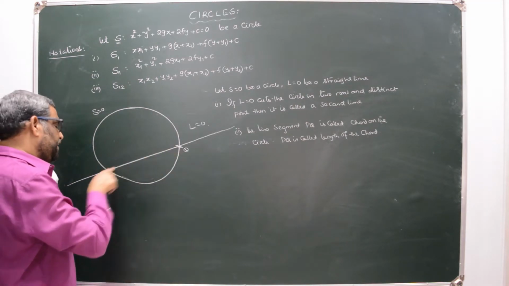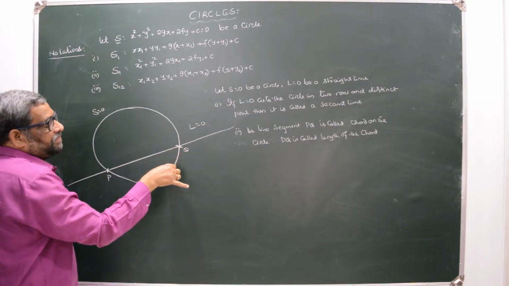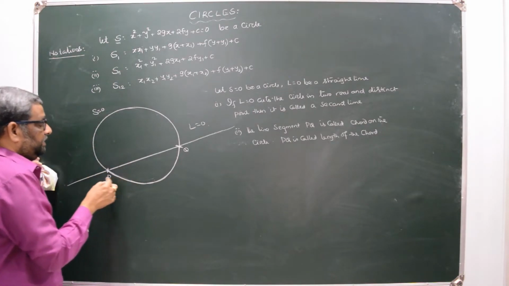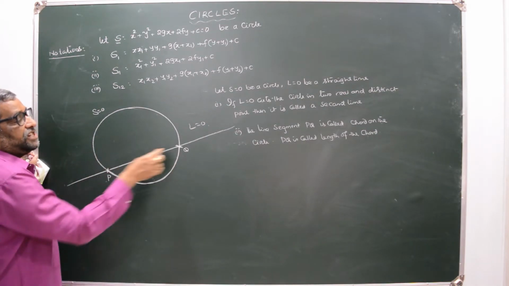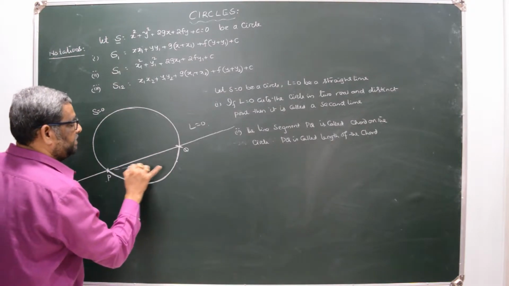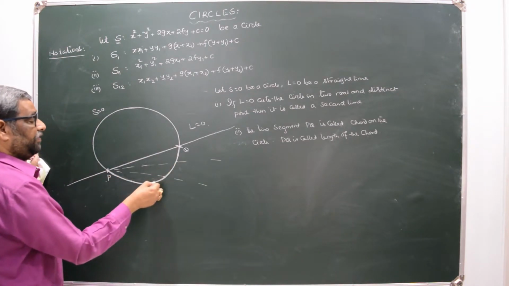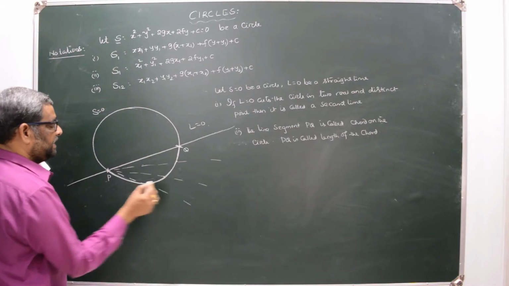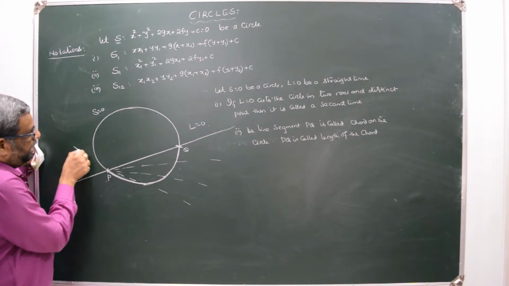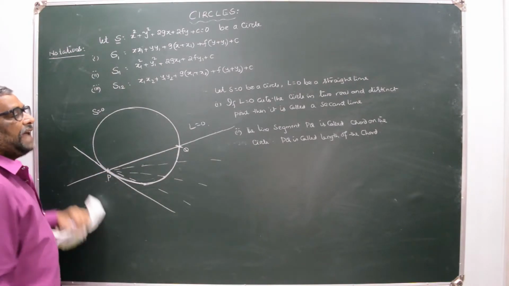If a line cuts a circle in 2 points P and Q, if one of the extremity of the chord moves along the path of the curve and approaches the other extremity P, then the limiting position of the secant is called the tangent at P. For example, if it moves like this, if it comes here, the secant will become like this. If it comes here, the secant will become like this. If it approaches the second extremity P, then it will become like this. Therefore, this is called as the tangent at P.